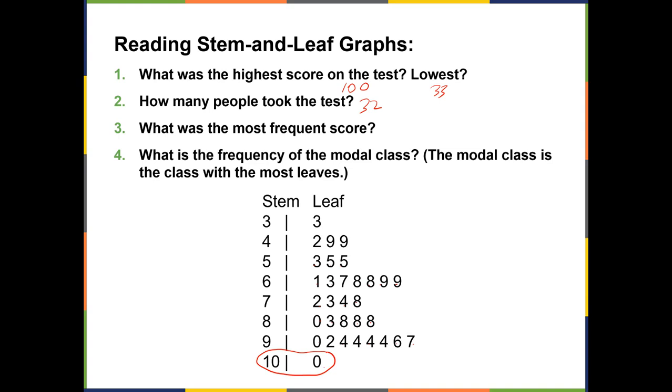What was the most frequent score? Which score happened the most times? If you see, there's a series of 4s down here that correspond to 94 happening 4 times. So the most frequent score was a 94. And finally, what is the frequency of the modal class? The modal class is the class with the most leaves. So that's the 90s, right? That has the most leaves. And what is the frequency of that one? Well, we have 1, 2, 3, 4, 5, 6, 7, 8 scores in there. So the frequency of that class is 8. All right, that was reading stem and leaf graphs.